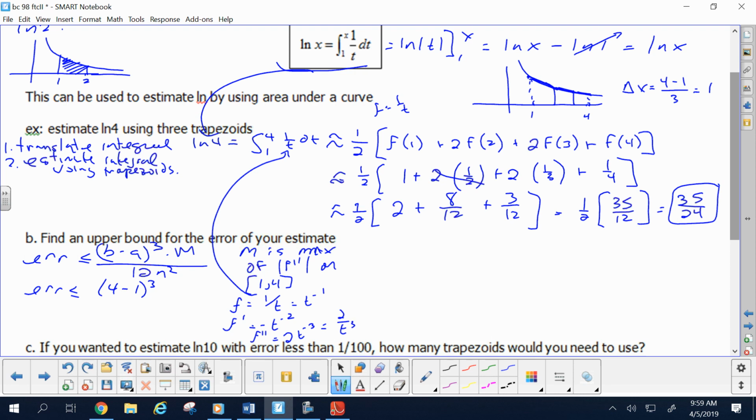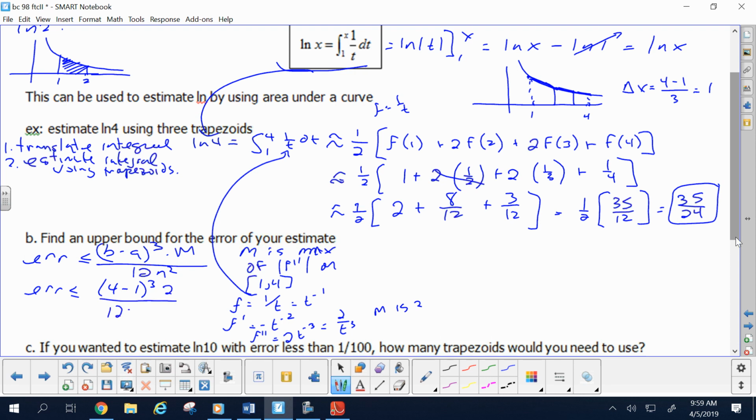Now I'm trying to find the greatest possible value of that function on 1 to 4. I think I understand what you're saying, but I think you're misspeaking. At what x will this be at its greatest? 1. But what is the greatest value? 2. Okay. So the max is 2. This is at its greatest when t is at its least. t's least is 1 in this case. So the max is 2. With me on that? All right.